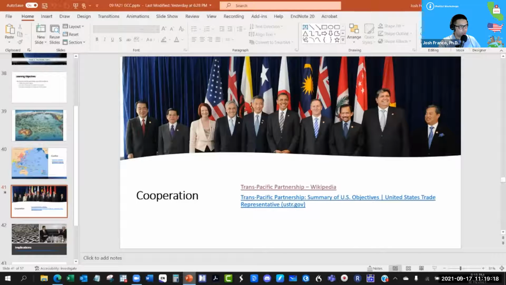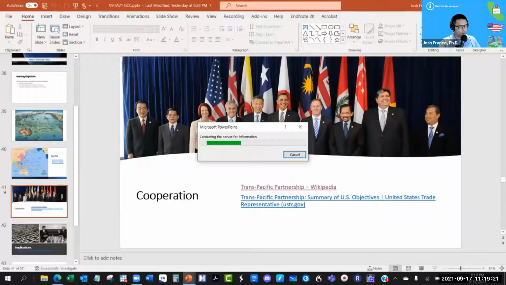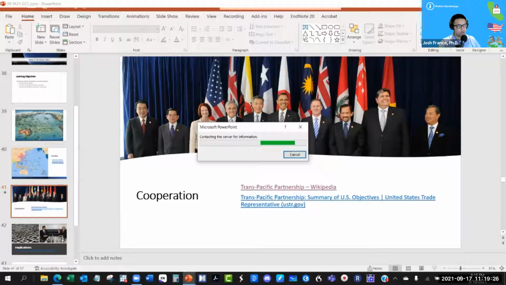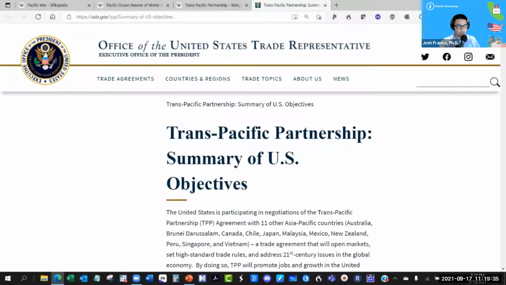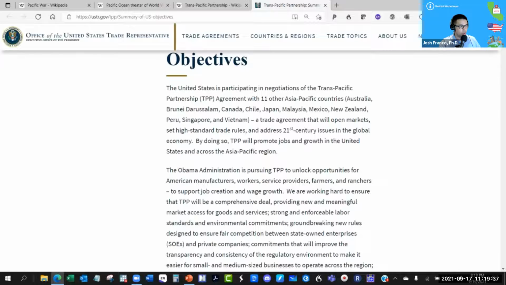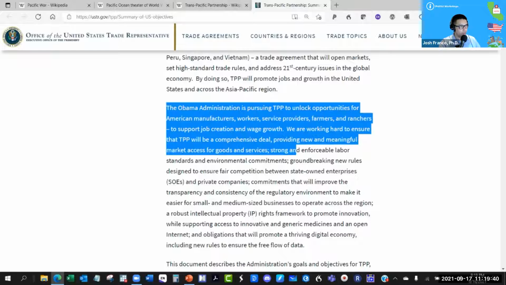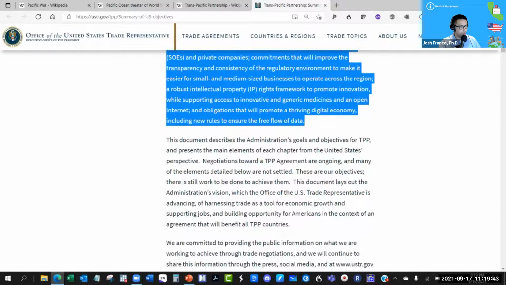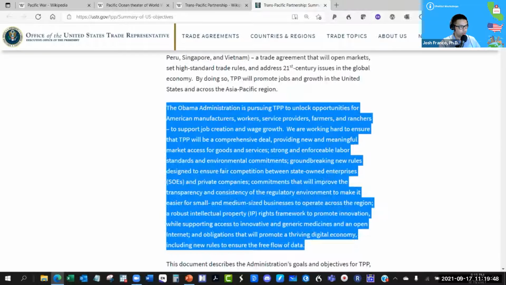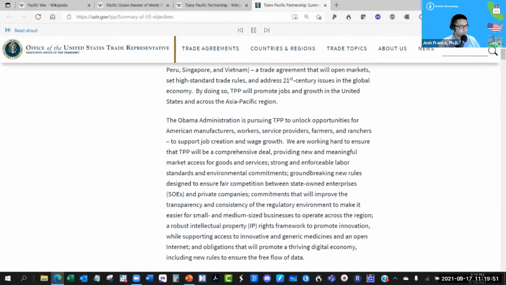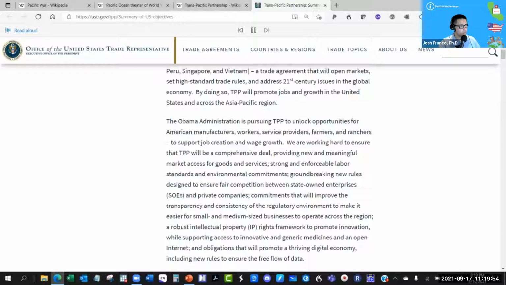Now, I'm going to go ahead and open up another page here that talks about the Trans-Pacific Partnership and the summary of the U.S. objectives. This is from the Office of the U.S. Trade Representative, which is the official individual who works on behalf of the president to engage with countries around the world on developing and enforcing trade agreements. So I'm going to go ahead and play this part here because it gives you a sense of what the then Obama administration was looking to accomplish. So let's go ahead and have this played for us. And it sounds like we have a little delay, so I'll go ahead and read it.